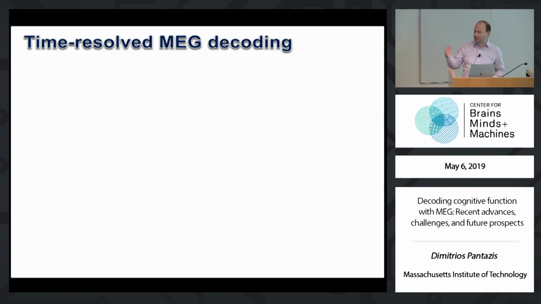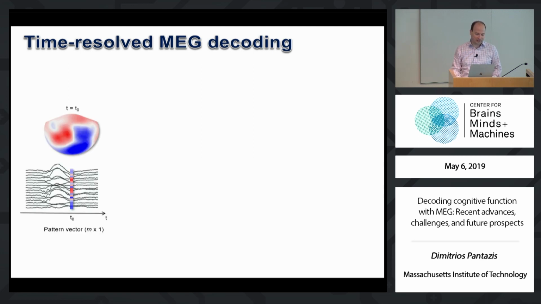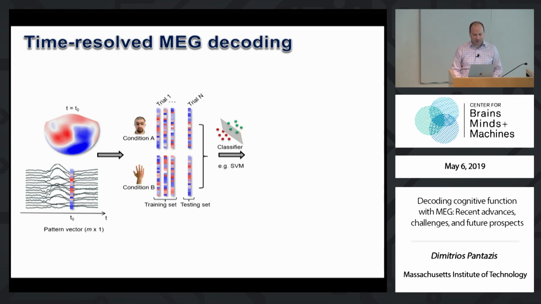time-resolved decoding, because I just described a single time instance and how we can do decoding for a single time instance. And with algorithms, what we do is basically represent these patterns as pattern vectors, so we concatenate sensors into a feature vector, 306 measurements again. And then we have our conditions. We present the visual stimuli. We separate the trials, the patterns, into training sets and testing sets. And then we apply a classifier instead of humans, support vector machines in this case, to extract the classification accuracy.